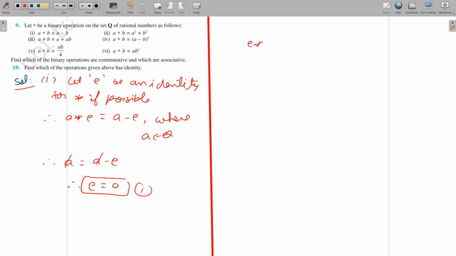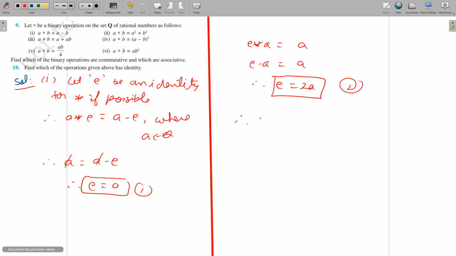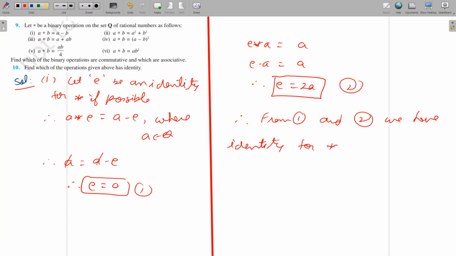Now next let us find the value of E star A. E star A is equal to A, and E star A means, if you apply the definition, E minus A. E minus A equals A. Therefore we get E equal to 2A. So this is our second one. Therefore from 1 and 2 we can say that an identity for star is not possible.